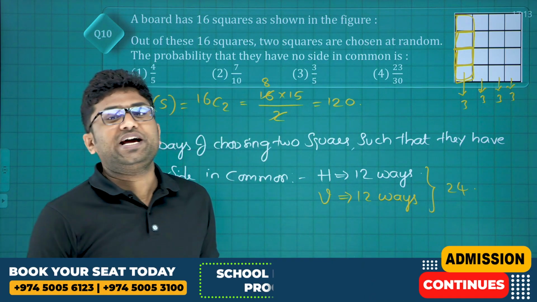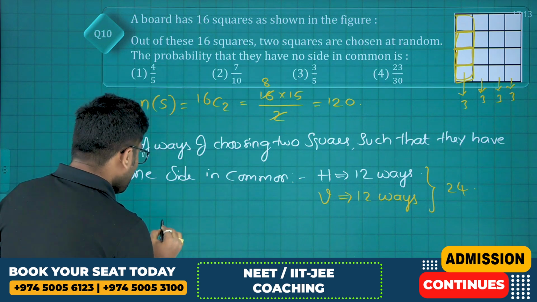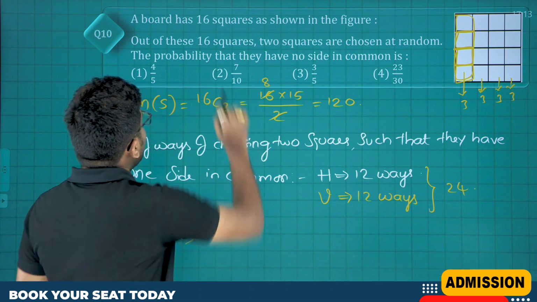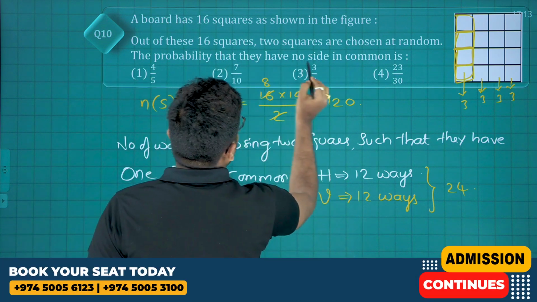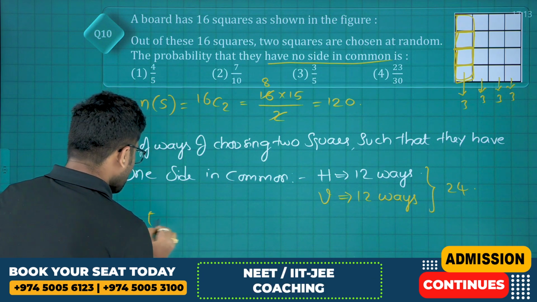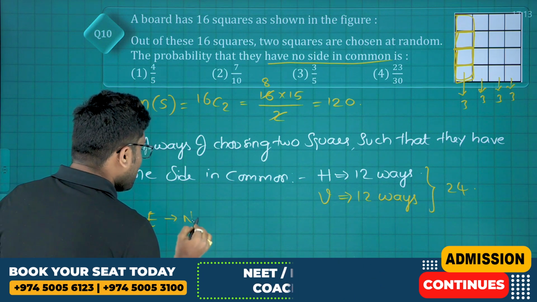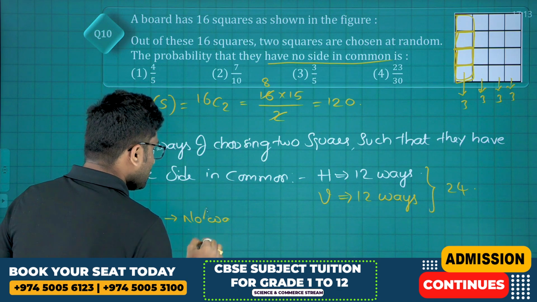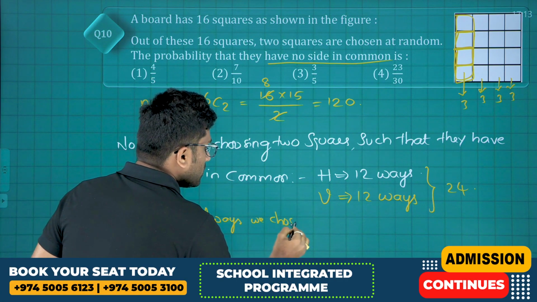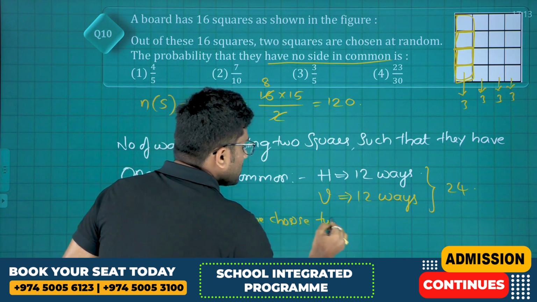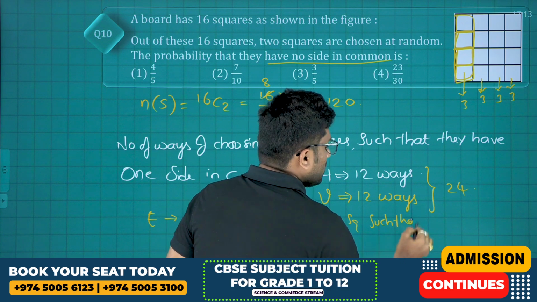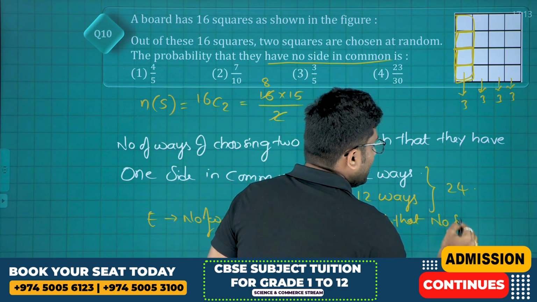This is my complement actually. So the required probability, P of E. What is E? E denotes an event: the number of ways we choose two squares such that they have no side in common.